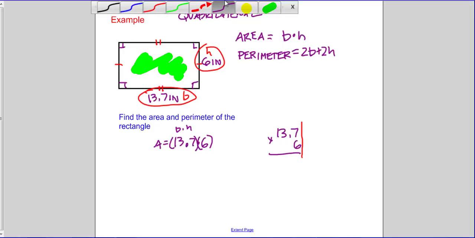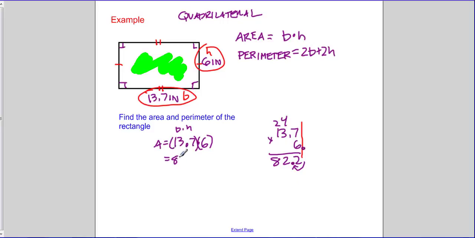So now this is 42, carry a 4. 3 times 6 is 18, plus 4 is 22, carry a 2. 1 times 6 is 6, plus 2 is 8. And then I have to move my decimal point since there's a total of one place behind the decimal points here. There really is a decimal point behind that 6, remember, but there's only one place behind the decimal point. I move my decimal point one place to the left in my answer, so my area is equal to 82.2. That's going to be square inches.